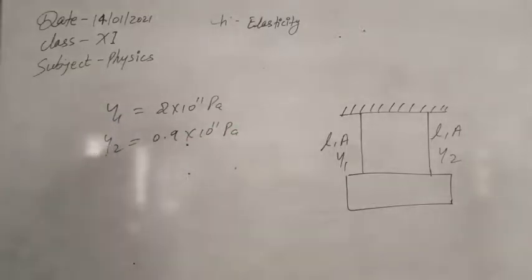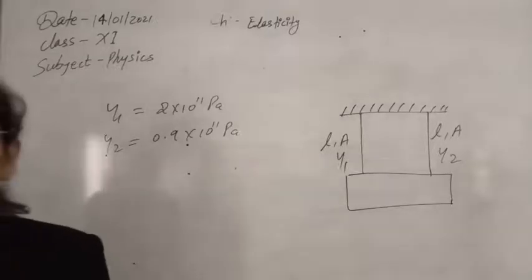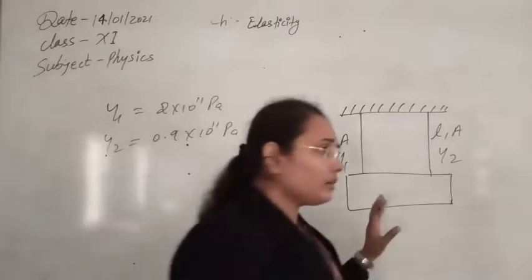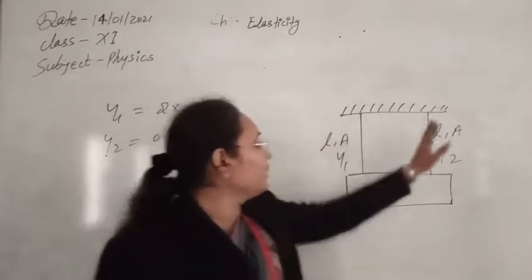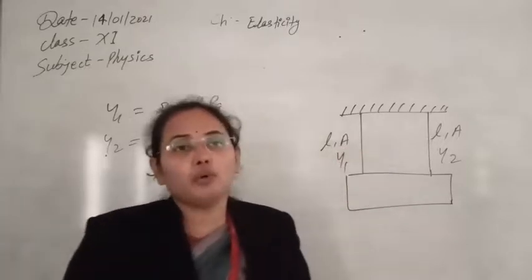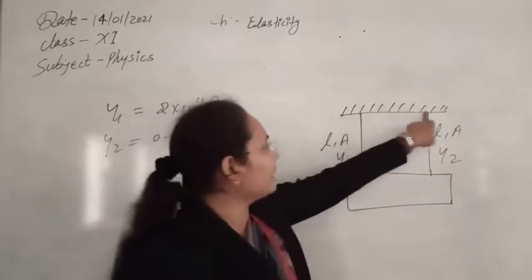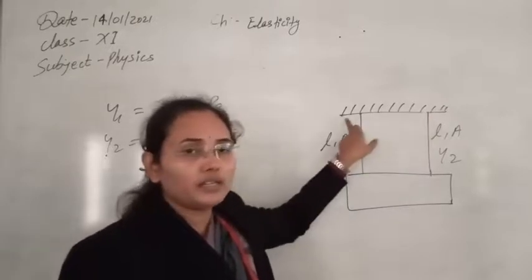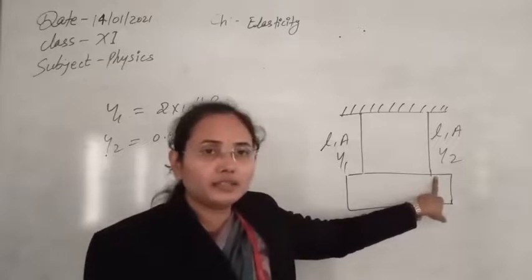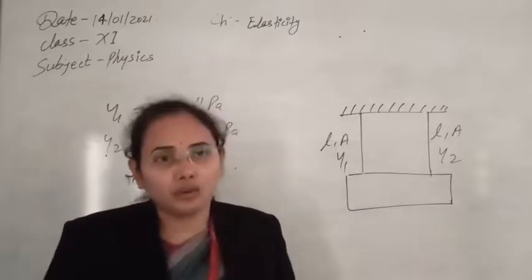Next, what will be the equivalent Young's modulus of the combination? So we have to find out the equivalent Young's modulus for this whole combination. As we can see, these two wires are connected at both ends: one end of each wire is connected to the rigid support, and the other end of each wire is connected to the mass by another support. It means they are connected in a parallel combination.